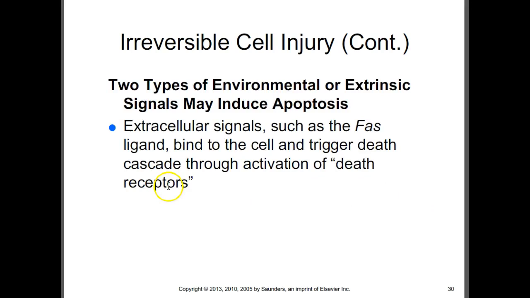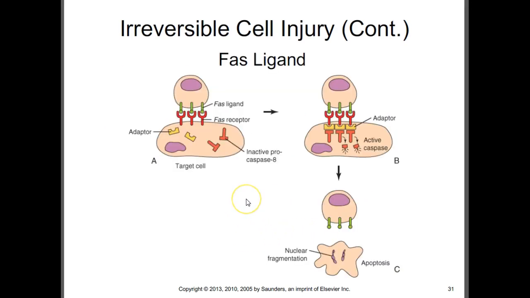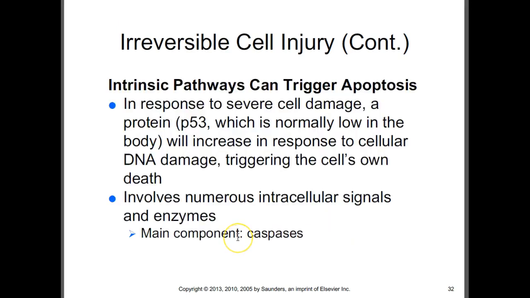All right, so the FAS ligand binds to the cell and triggers the death cascade through the activation of death receptors. So that is the extracellular signal that initiates apoptosis. You can see the FAS receptor with the FAS ligand activates the caspases, and you're going to have nuclear fragmentation and apoptosis and death.